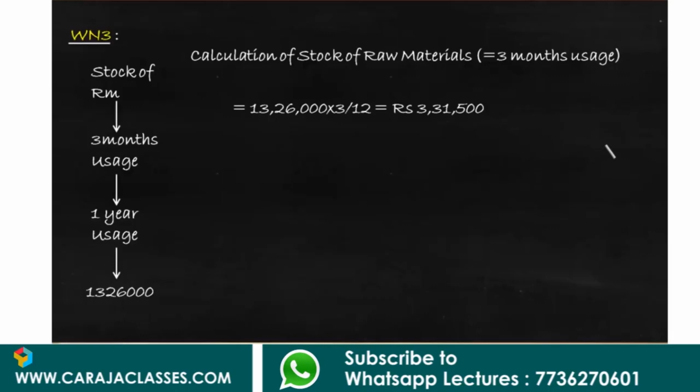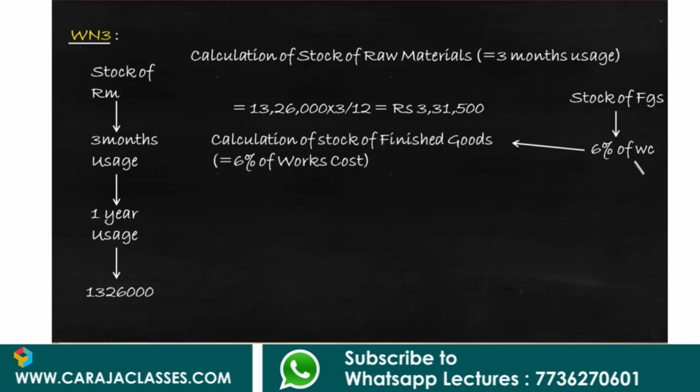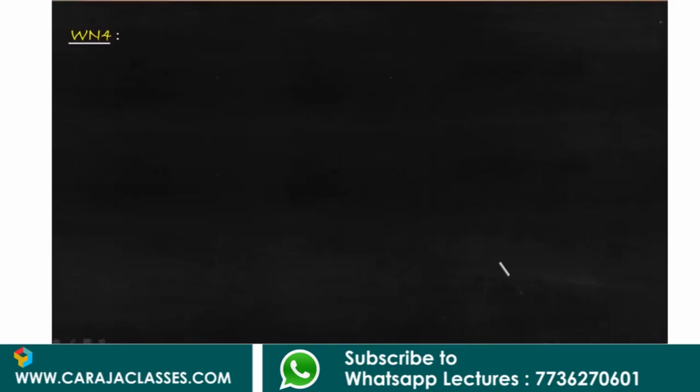Now let's also find the stock of finished goods. In question we have stock of finished goods is equal to 6% of works cost. We know works cost is 66,30,000. So stock of finished goods is 6% of works cost, which is 66,30,000 into 6 by 100. So it is 3,97,800. Now we'll move on to working note 4.